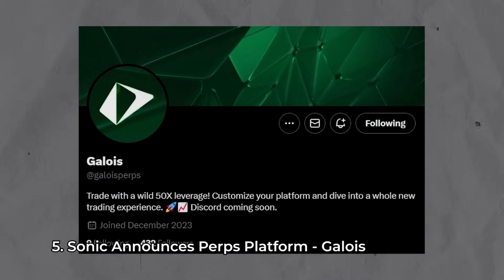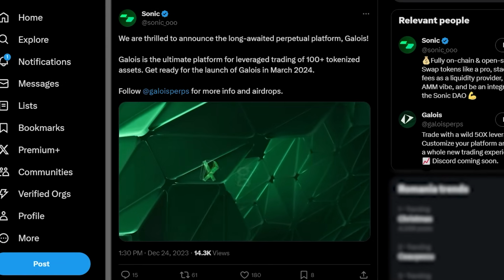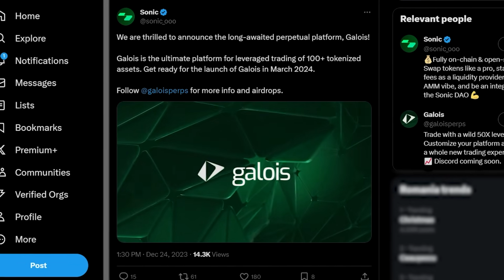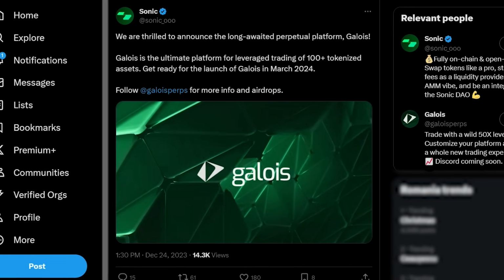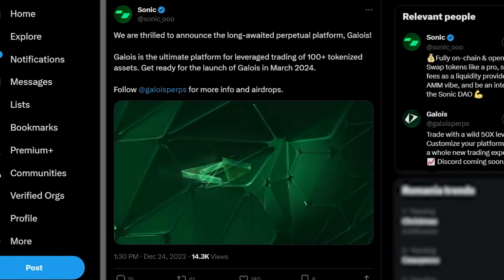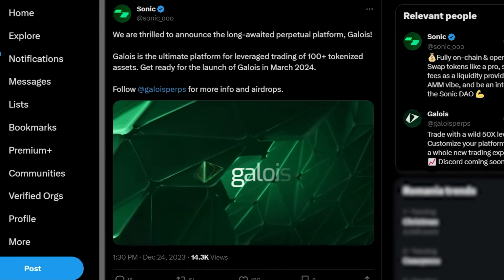Sonic announced its brand new Perps platform called Galois. According to this tweet, beginning in March 2024, we'll be able to leverage trade over 100 tokens with up to 50x leverage. A few things are unclear, whether or not the platform is built for the ICP ecosystem or for other blockchains, and I assume it will be available for other blockchains as well, because I don't think we have 100 tokens on the Internet Computer Protocol that you may want to trade with up to 50x leverage. So probably it's going to be outside the ICP ecosystem as well.